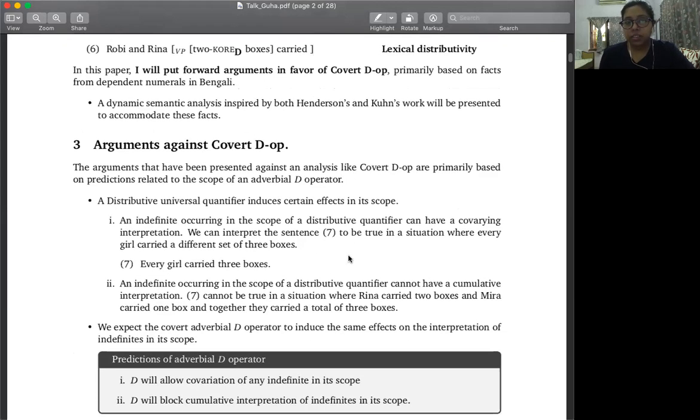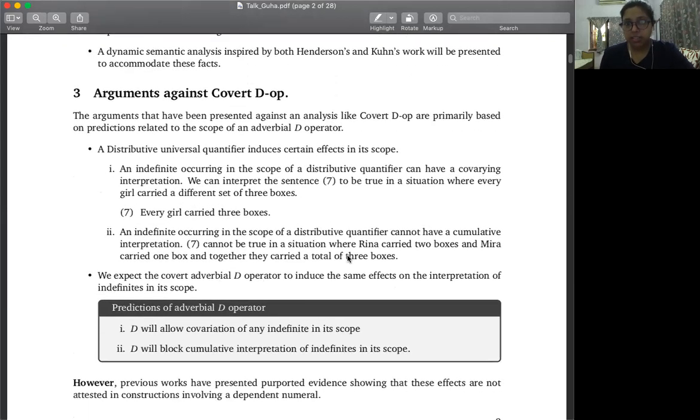The arguments that have been presented against analyses like covert D-op are primarily based on predictions related to the scope of an adverbial D operator. A distributive universal quantifier induces certain effects in its scope. An indefinite occurring in the scope of a distributive quantifier can have a covarying interpretation. We can interpret a sentence like 7, every girl carried 3 boxes, to be true in a situation where every girl carried a different set of 3 boxes, right?